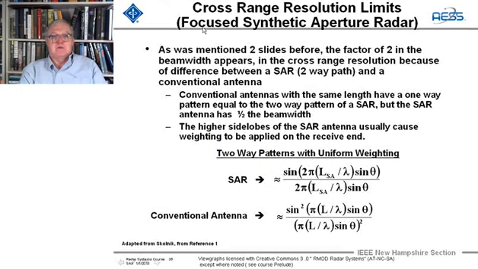Another attribute of synthetic aperture radars is that the beam widths are different than for conventional antennas. The factor of 2 in the beam width, which I mentioned two slides before, and in the cross-range resolution is because of the difference between the two-way path and the one-way path: two-way path in SAR and one-way path in a conventional antenna. And you can see these are the patterns with uniform weighting. For a SAR, you see these factors of 2, and for a conventional antenna, here is the pattern.